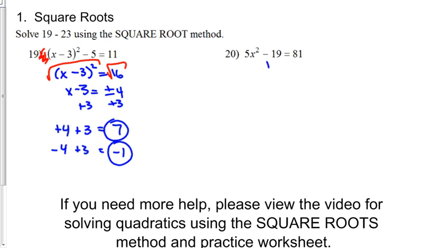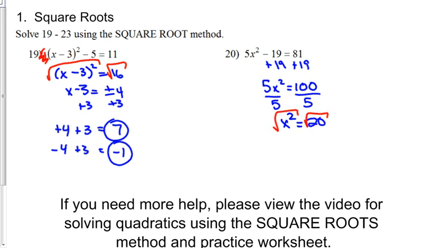When the b term is missing, we'll still isolate the x squared. And then we'll take the square root. In this case, it doesn't come out very even. So I can split it into 4 and 5, which means 2 root 5. So the answer is plus and minus, positive and negative, 2 root 5.